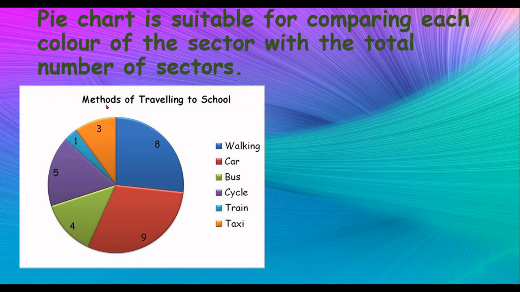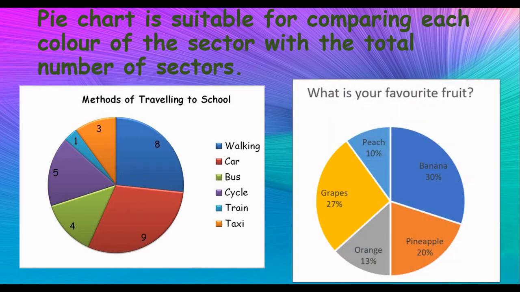So you can see this is the method of traveling to school. By using the colors, I can know the large portion. A lot of the students come to school by car. Then only one person comes by train. And for the other options, for example, 3 people come by taxi, 8 people walk, 4 people come by bus, and 5 people come by bicycle. So I can see the portion of the total sector very clearly. Okay, more examples here. What is your favorite food?